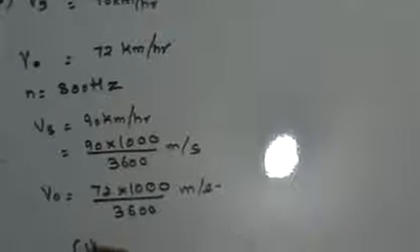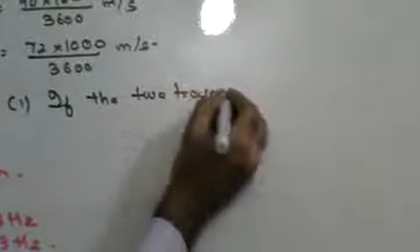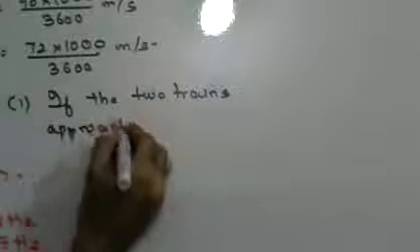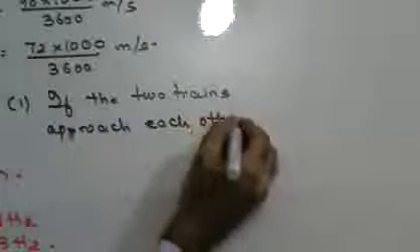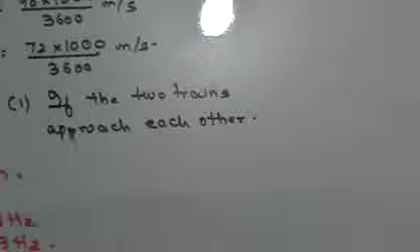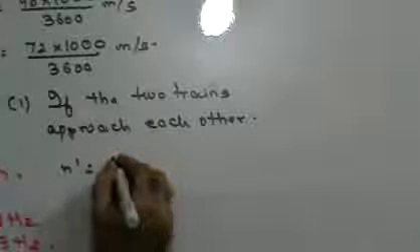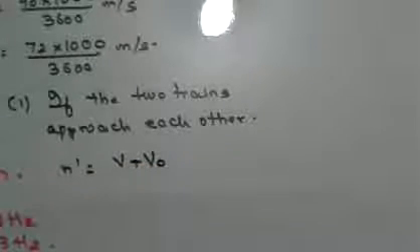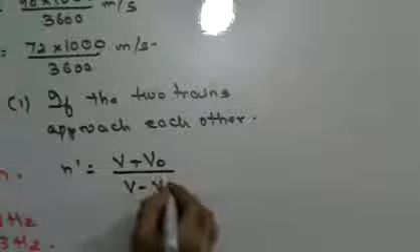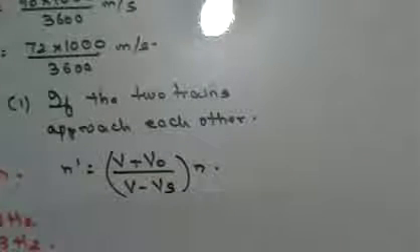Now, the first part of the question. If the two trains approach each other, that means the source and the observer are moving towards each other, in which case the apparent frequency will be, since the observer is moving towards the source, V plus V0, and since the source is moving towards the observer, V minus Vs into N. So that will be the apparent frequency if the two trains approach each other.